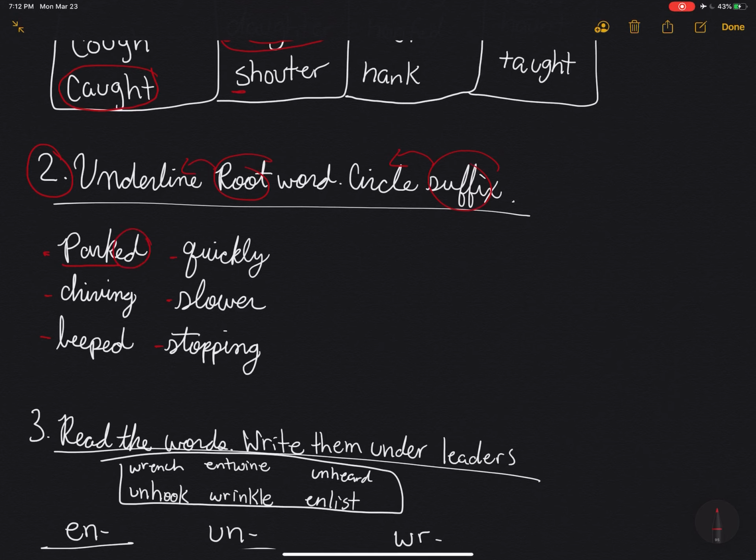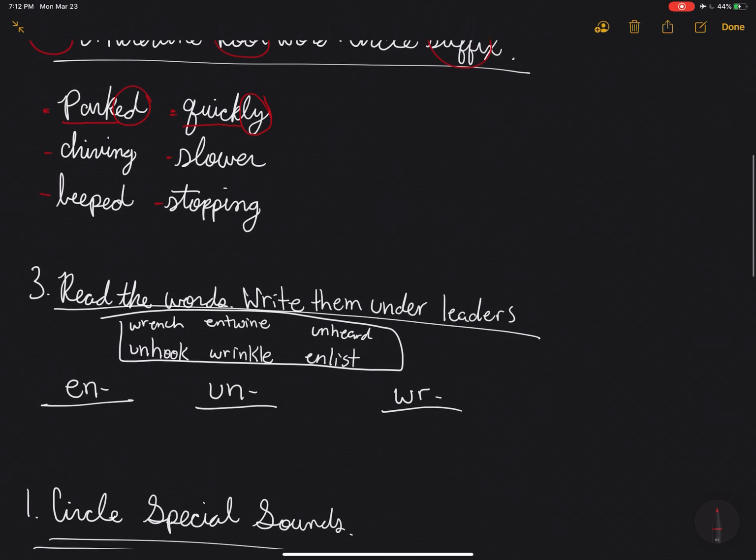So park, t, parked. We then move on to this one, where it says quickly. You find the root word. Once you find the root word, you underline it. And all that leaves is the suffix. Underline the root word and circle the suffix.